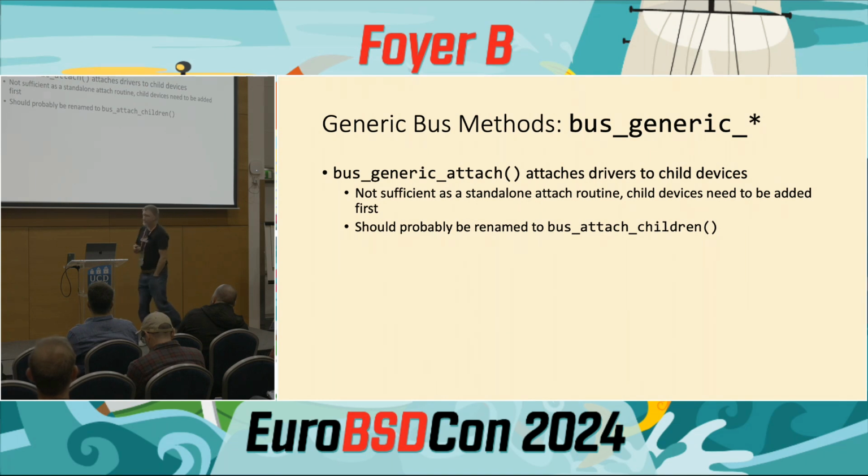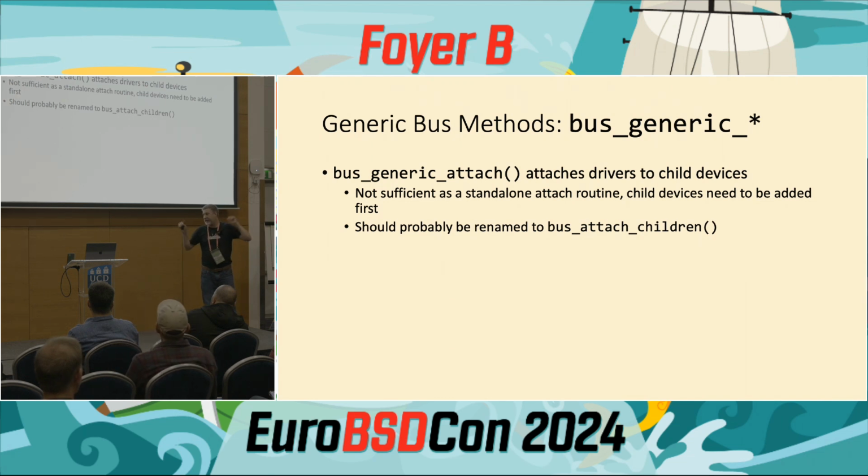The next one that I think is poorly named is called bus generic attach. What bus generic attach currently does is it assumes that your bus device already has children devices, and then it will try to probe and attach all the children devices you already have. The only problem is, where did the children devices come from? They have to come from somewhere.